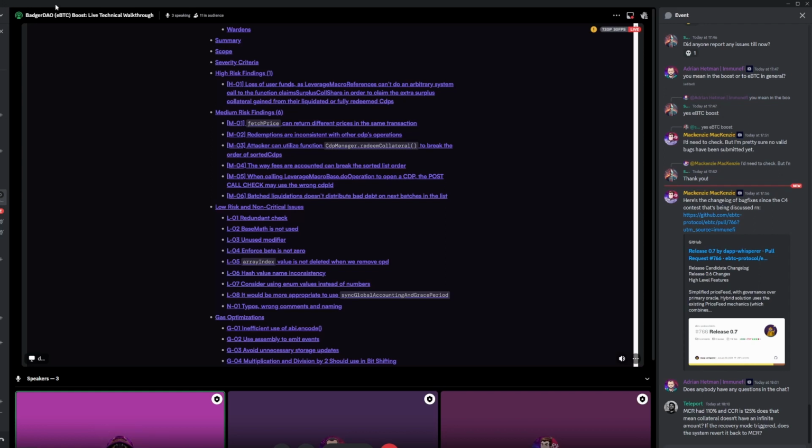Does that mean that collateral doesn't have an infinite amount? I'm not sure what you mean by that exactly. If the recovery mode is triggered, does the system revert it back to MCR? So when the recovery mode is triggered, the MCR effectively goes to 125% until the whole system is above that 125% threshold. So once people get liquidated or top up their positions or get redeemed, then the whole system goes above that 125% threshold and the MCR goes back to 110.